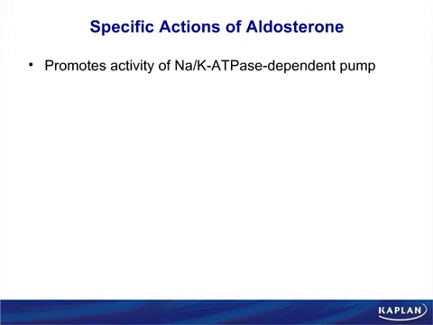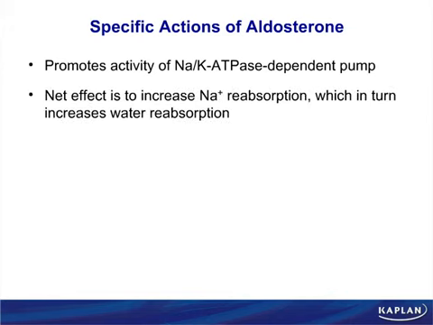Aldosterone makes you reabsorb sodium by stimulating the sodium-potassium ATPase on the basal membrane. The net effect increases sodium absorption, which pulls water in with it. This is part of the reason why people with hyperaldosteronism don't have high sodium levels. They don't have high sodium levels because they're absorbing sodium and water, so you get high blood pressure, but the sodium levels don't go up.